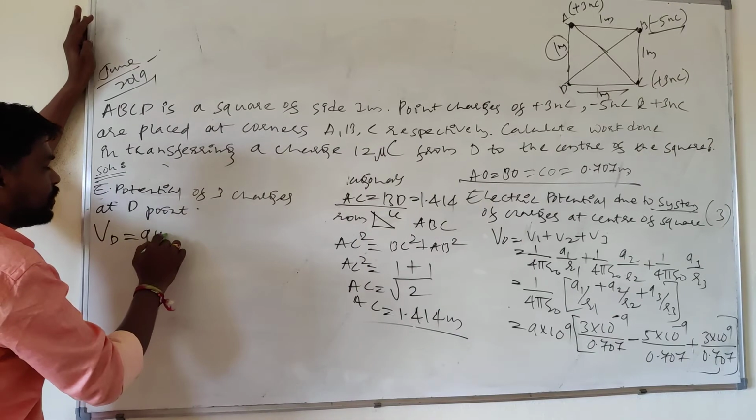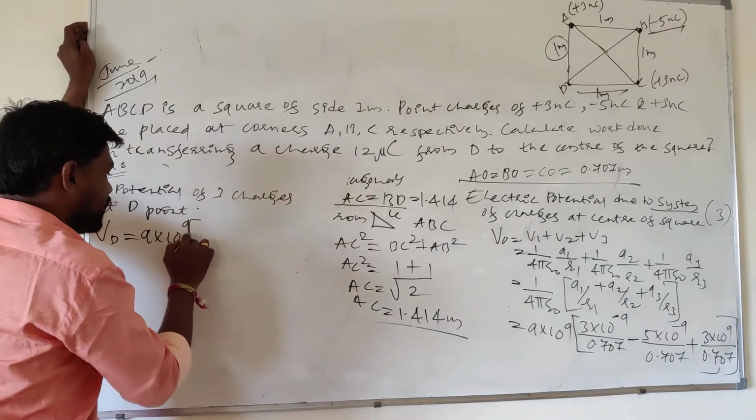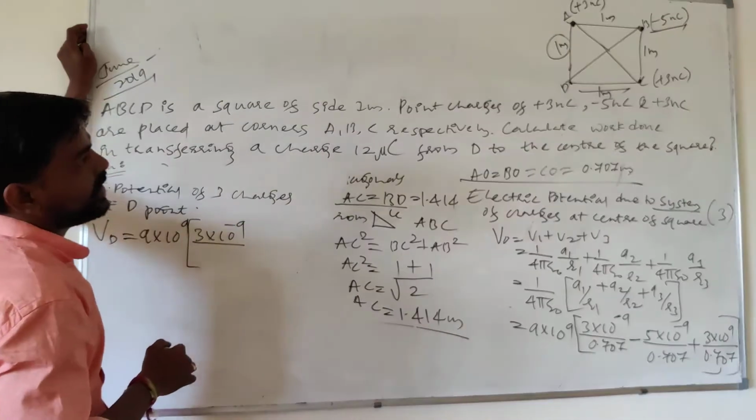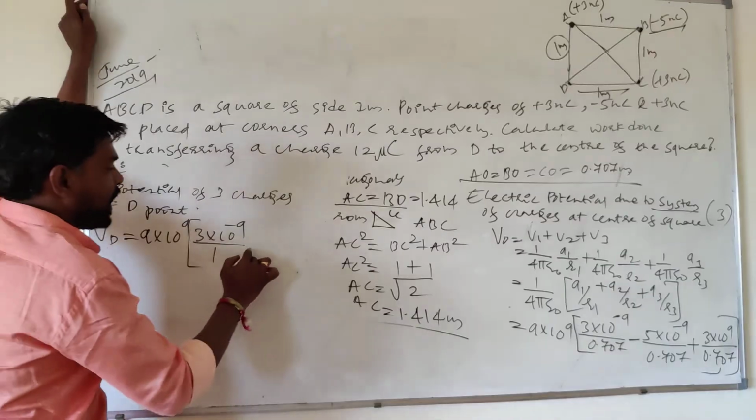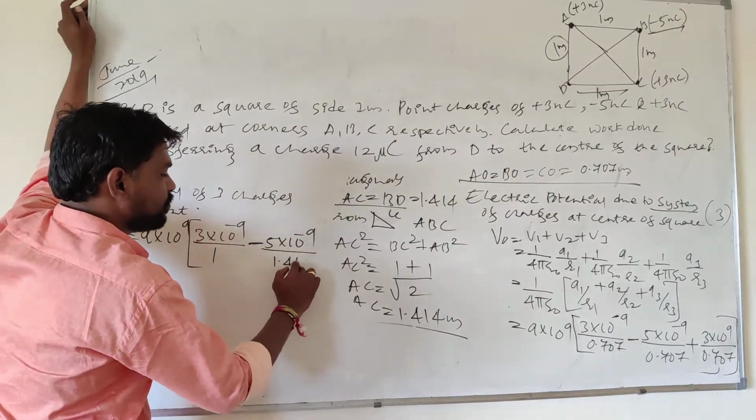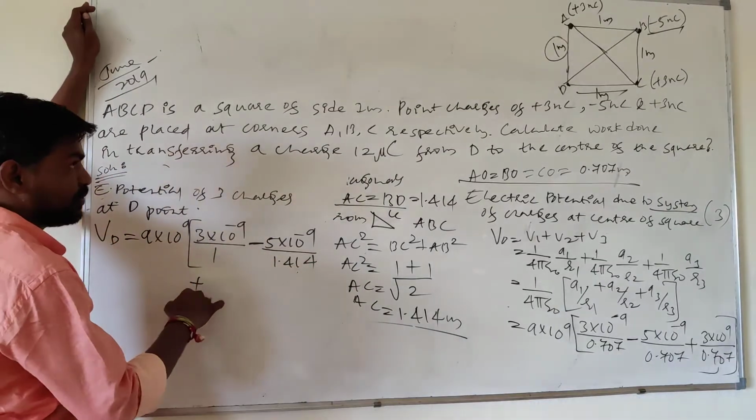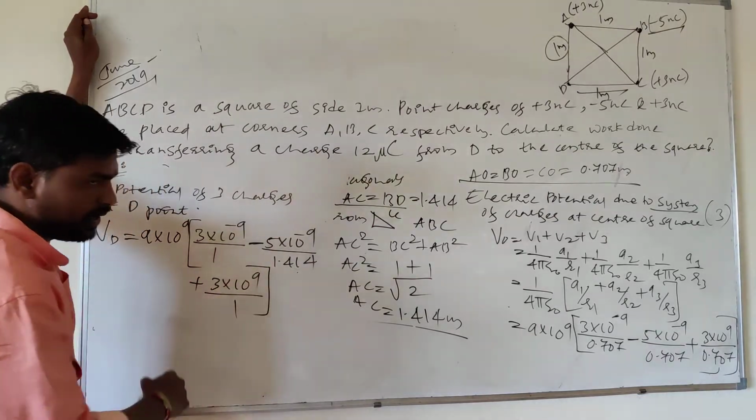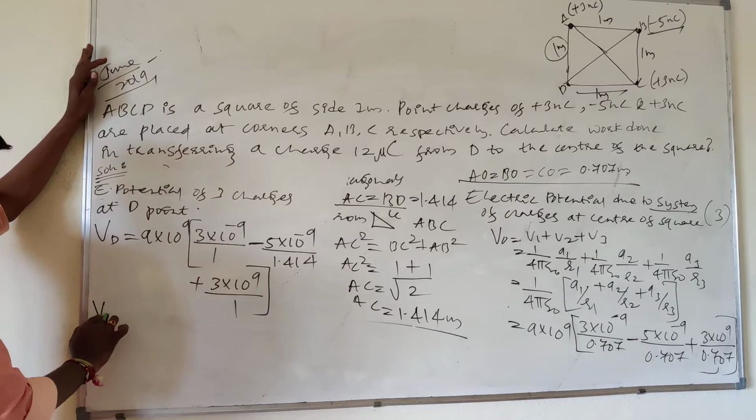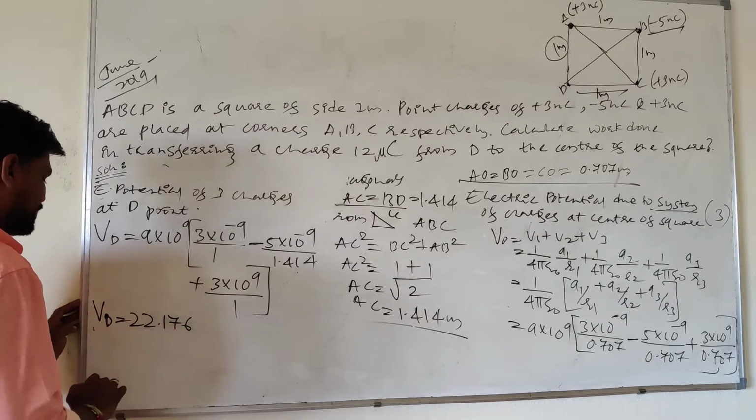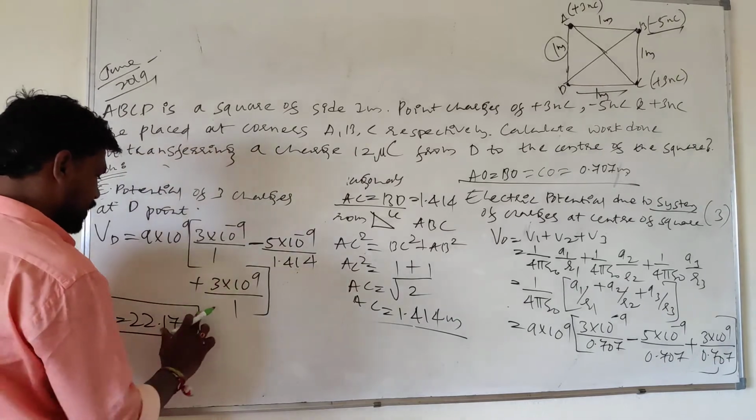I am going to write directly: 9 into 10 raised to 9 into bracket 3 into 10 raised to minus 9 divided by 1, minus 5 into 10 raised to minus 9 divided by 1.414, plus once again 3 into 10 raised to minus 9 divided by 1. So here, Vd is equal to, what is the answer? 22.176 volts.